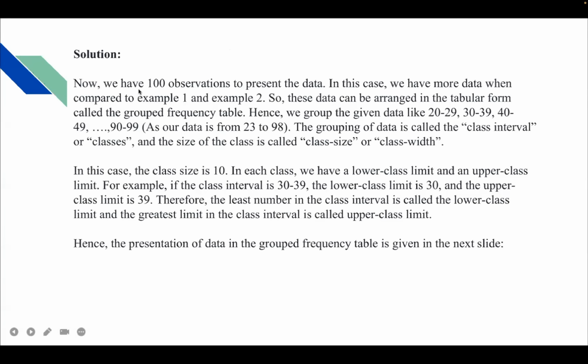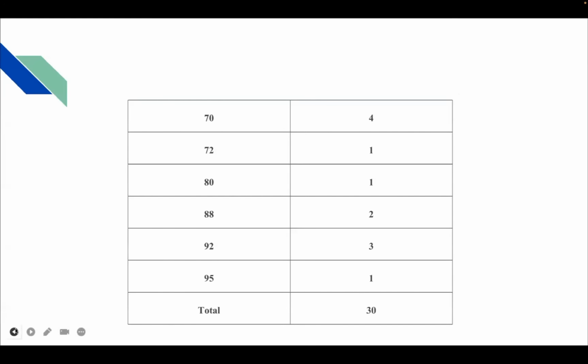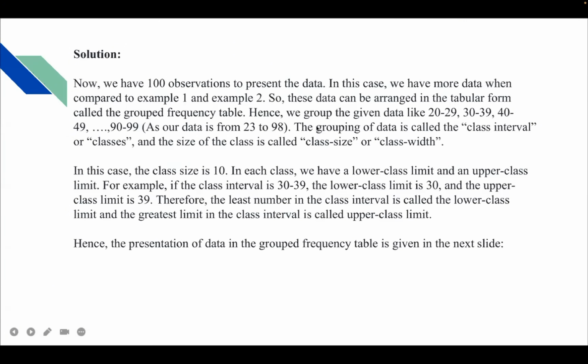So solution, we have 100 observations to present the data. In this case, we have more data when compared to example 1 and example 2. So this data can be arranged in tabular form called the grouped frequency table. The last one we did is what? Ungrouped. So for this one, we use the grouped frequency table.